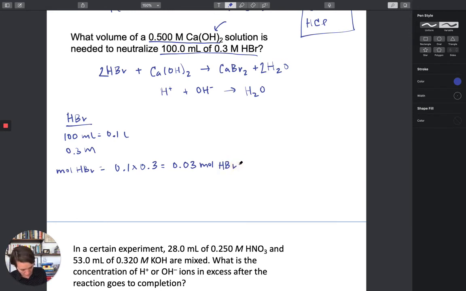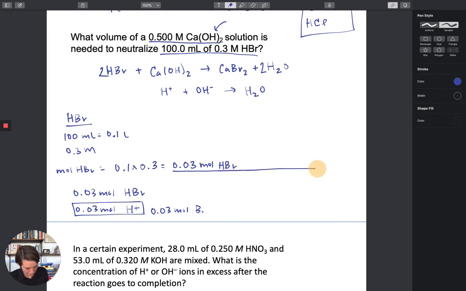And when you look at this 0.03 moles of HBr, because you have one hydrogen in every molecule of HBr, in 0.03 moles of HBr, you have 0.03 moles of hydrogen ions once it dissociates, and you have 0.03 moles of our bromine once that dissociates. Okay, so this is the amount of hydrogen ion that we have, proceeding on with our stoichiometry.